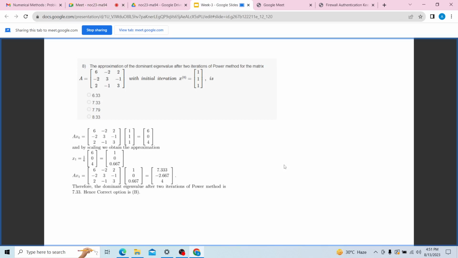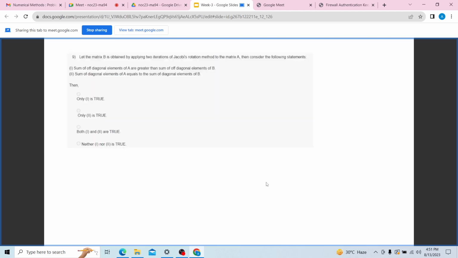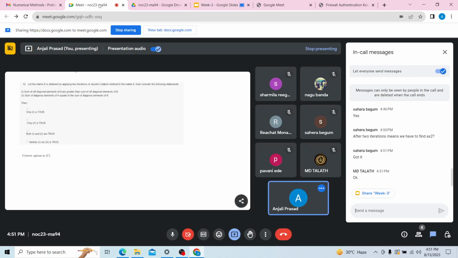So this question is correct, and after two iterations we are going to get 7.33. And in the last question, both of the statements are true. Okay.